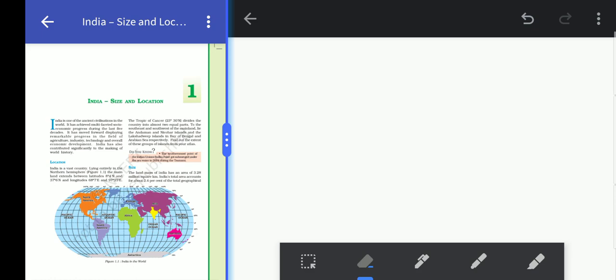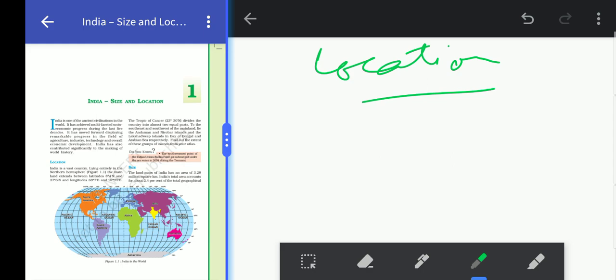Let us discuss our first lesson from your geography, that is chapter 1, India, size and location. To begin with, let us study its location first, then we'll go to its size later on. So when we think about the location of India, it is situated on top of the equator.